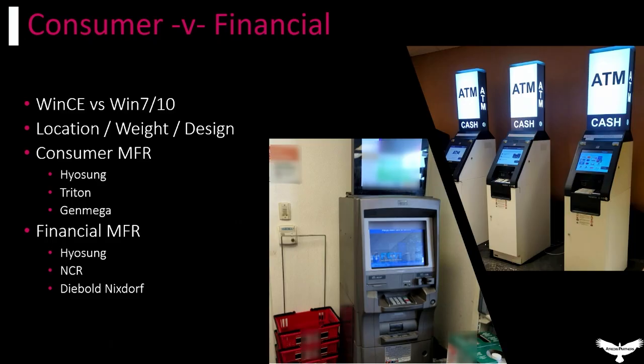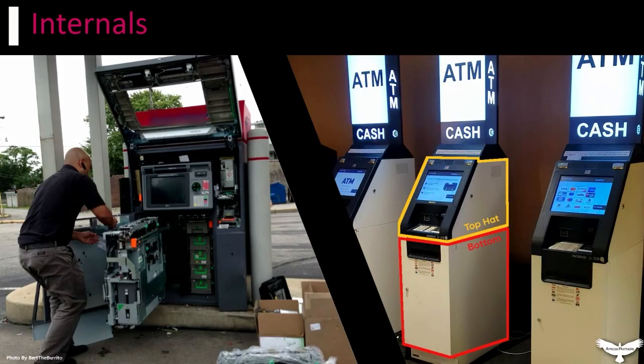And in the financial realm, there's actually only 3 manufacturers of the hardware platforms, which are Hyosung, NCR, and then Diebold Nixdorf. Physically tearing apart the devices, they're essentially divided into 2 hemispheres. You have the top portion of the ATM, which is known as the top hat. This carries all the PC peripherals and components of the device, really the guts of the system that allow it to work. The bottom portion is the vault, and that's where all the cash is.